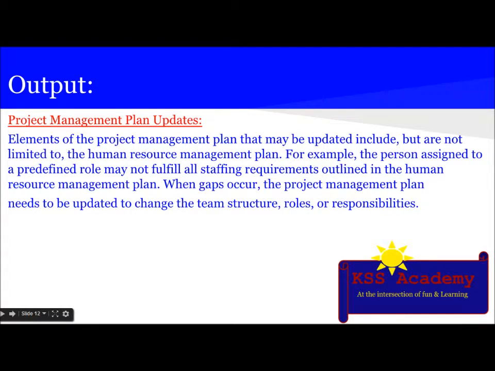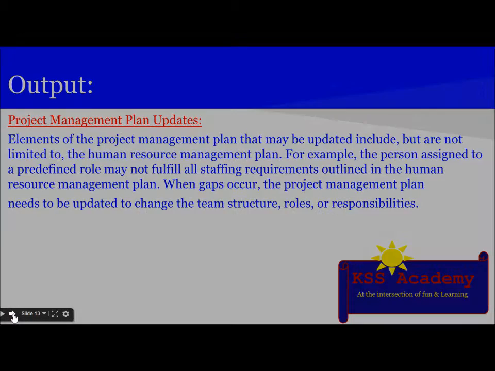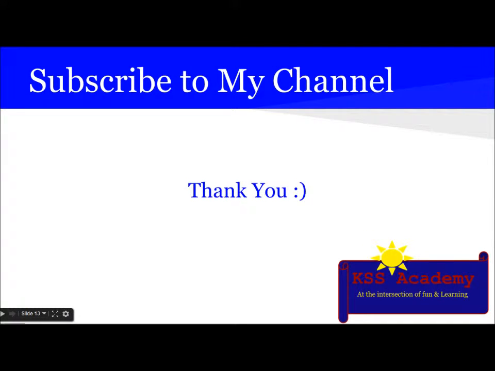The next output is project management plan updates. Elements of the project management plan that may be updated include the human resource management plan. For example, a person assigned to a predefined role may not fulfill all staffing requirements outlined in the human resource management plan. When the gap occurs, the project management plan needs to be updated to change the team structure, roles, and responsibilities. So guys, I hope you got some idea on the process acquire project team.